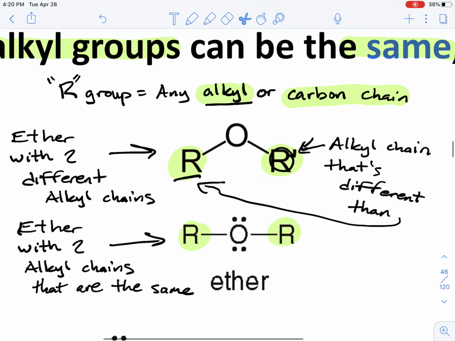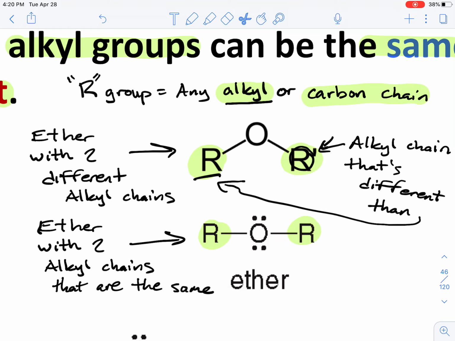Now, if you have an ether in which they're just both R's and there's no prime or double prime or what have you, then you're basically telling the reader that you have two alkyl chains that are the same. Notice that this is just R and R, so if R is an ethyl, for instance, then the other R must be an ethyl. Whereas if you have R as an ethyl, R prime could be a propyl or a butyl or whatever else, whatever combination you can think of.